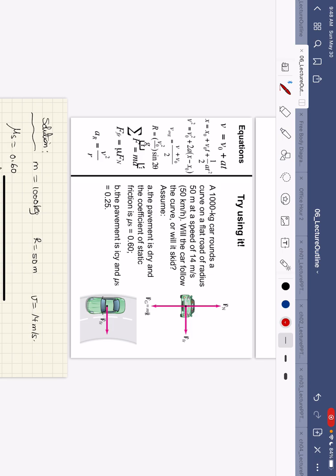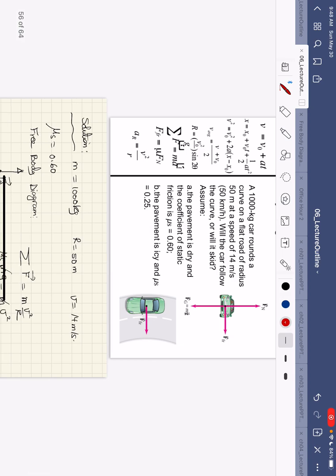Here we have a car that is rounding a curve on a flat road of radius 50 at a speed of 14 meters per second. Will the car follow the curve or will it skid? Now, we're going to assume first that the pavement is dry and the coefficient of static friction is mu s 0.6, and then that the pavement is icy and mu s is 0.25.